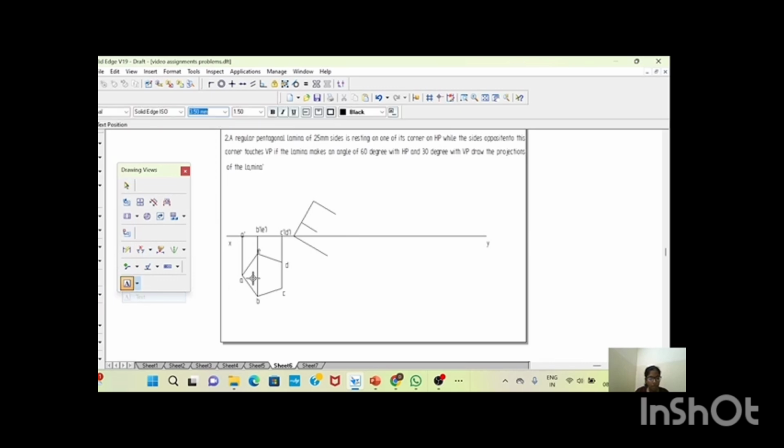And name it as A dash, B dash, E dash, C dash, D dash. So we have to extend these lines till below. And we have to erase this line. Now select plus center.